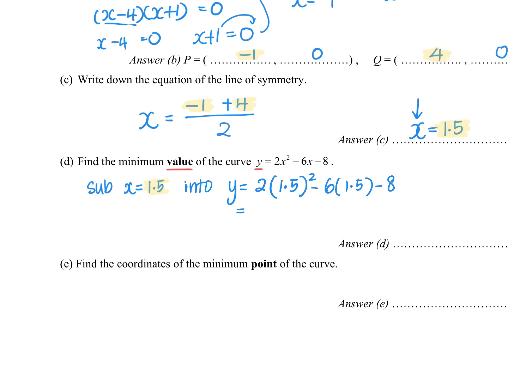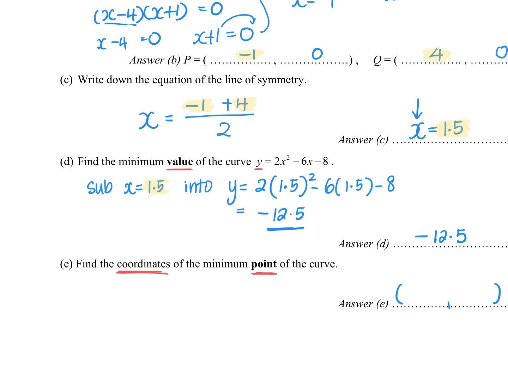Oh, my calculator shows the number to be -12.5. So if the question is only asking for the minimum value of the curve, the value itself, the y value, the value of the curve will be just -12.5. Okay, but if the question asks you in the next part for the coordinates of the minimum point, in this case, of course, it must be a minimum. They want a pair of coordinates. So your answer has to come in terms of a pair of coordinates.